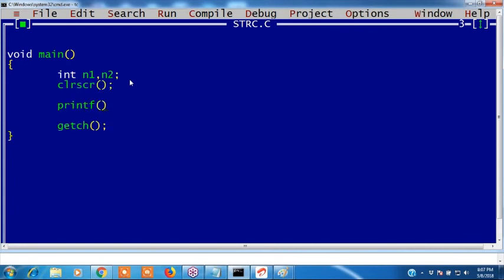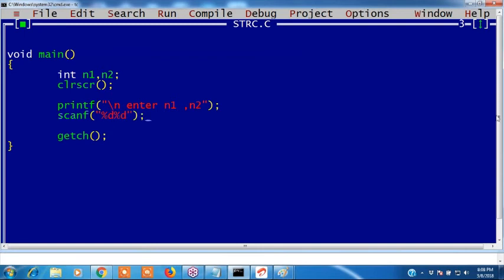First read n1 and n2. How to read n1 and n2? Now I want to read n1 and n2. Enter n1 comma n2. How to read n1 and n2? Scanf I have taken. I did not give any variables. See, percentile I have given, right?